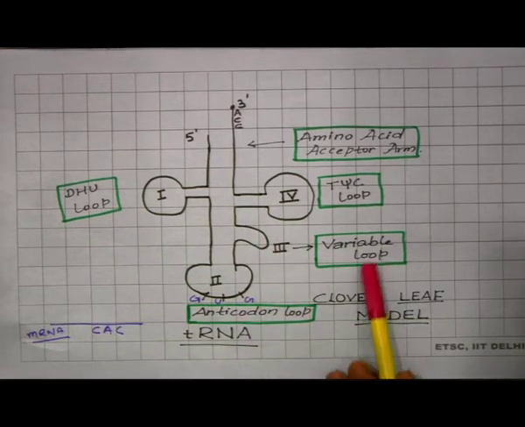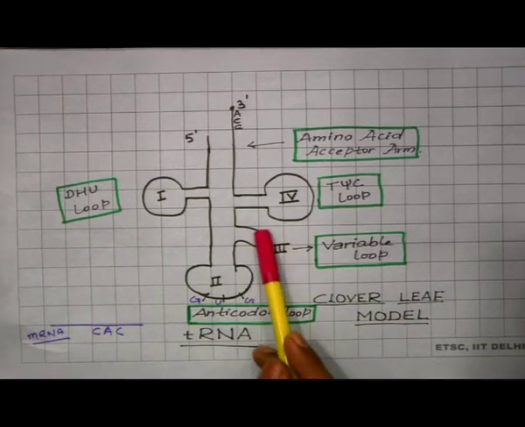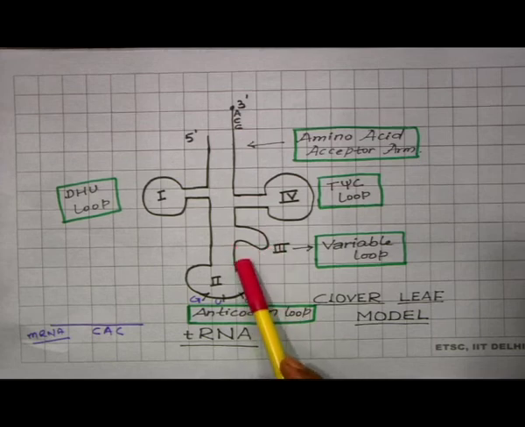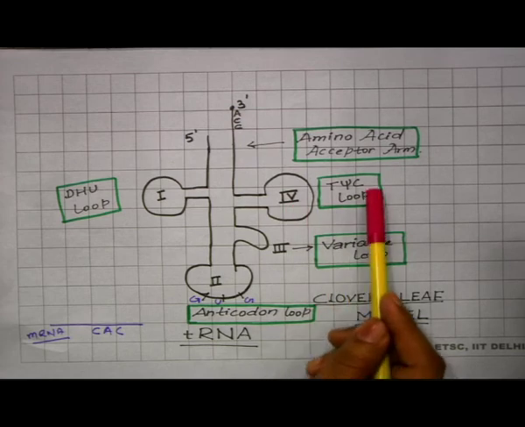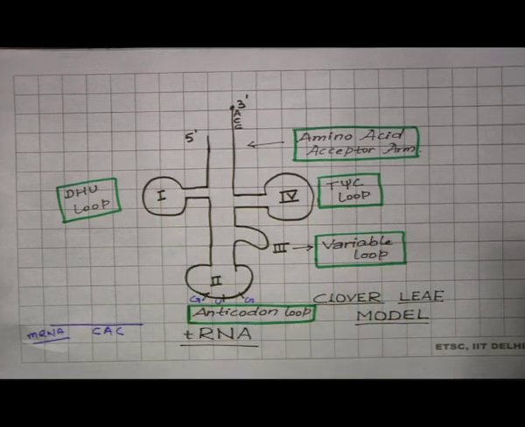The third loop is the variable loop. The number of nucleotides can vary from transfer RNA to transfer RNA. The fourth loop is the T pseudo C loop. So, this is a typical clover leaf model of transfer RNA.